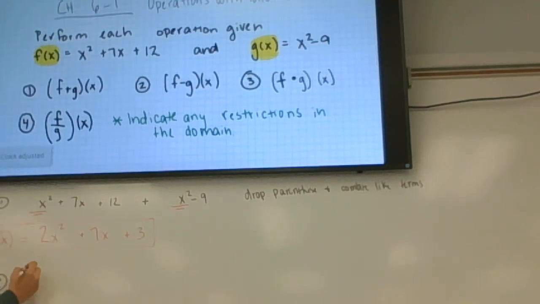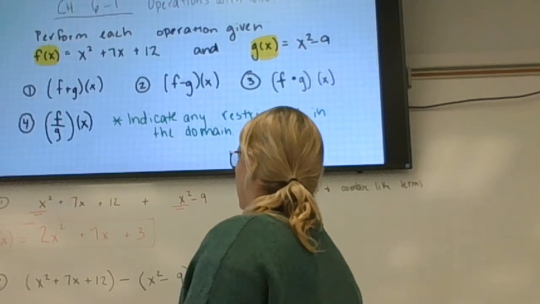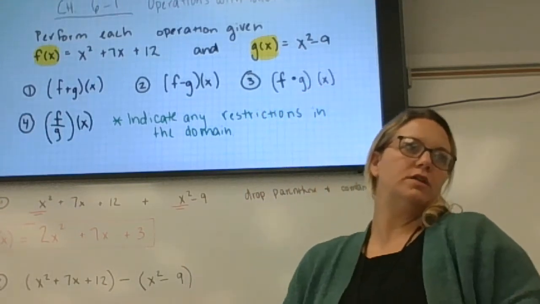Number 2, we will subtract. I added 12 and negative 9. Wait a minute. Yeah, they're like terms, they're the constants.